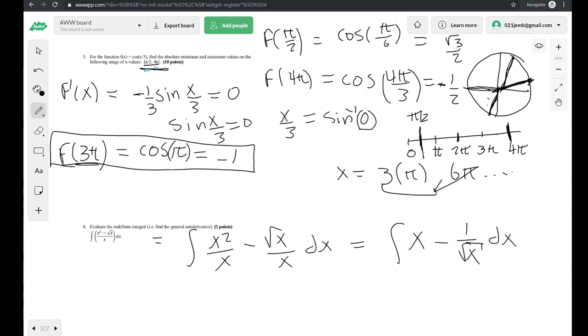All right. Now the integral of x is just x squared over 2. And then the integral of 1 over x to the 1/2, right?